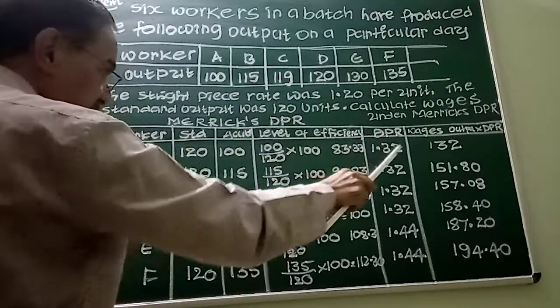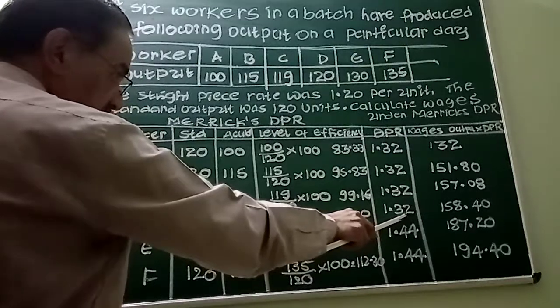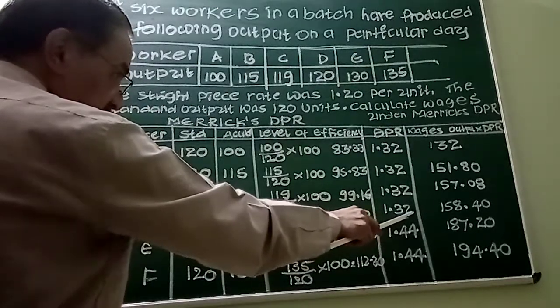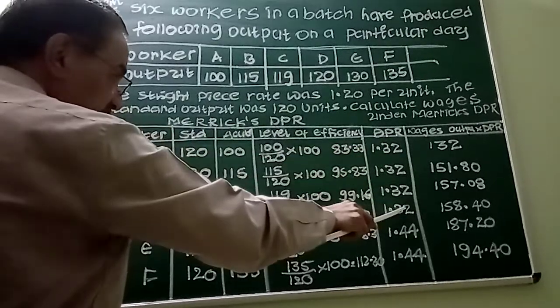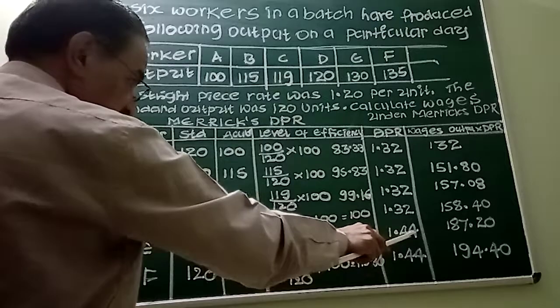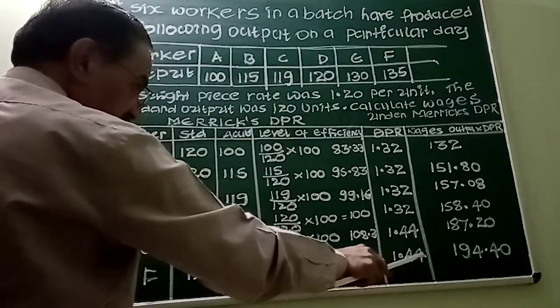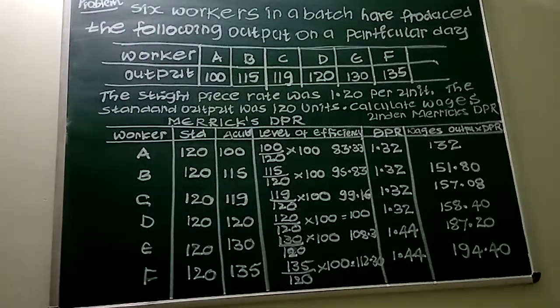So these four workers, they are below 100 or up to 100. So that's a very important thing. So they will be paid only 110% of the ordinary piece rate. These two workers are above 100%. So they will get the piece rate at the rate of 120% of the ordinary piece rate.